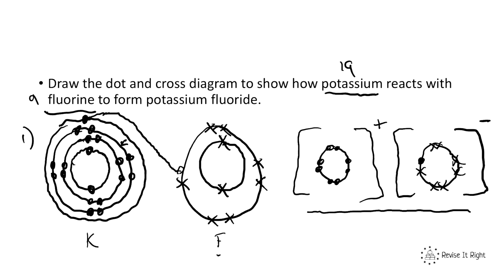Remember from the previous part that these are now attracted to each other because they're oppositely charged, and that is an ionic bond. Okay, these are now ionically bonded, and that's how we represent them with a dot and cross diagram.